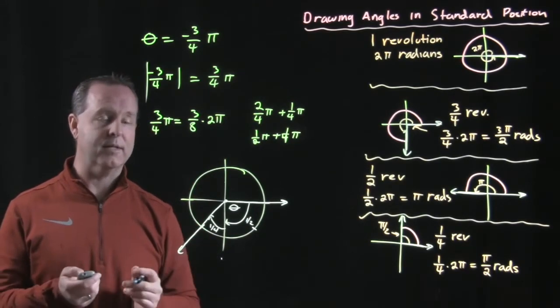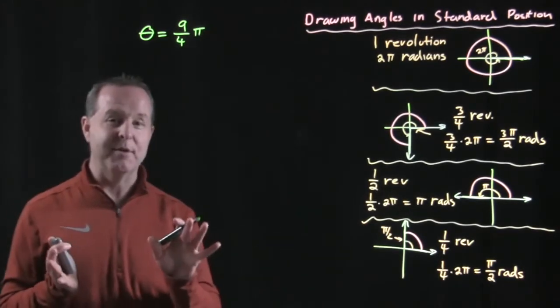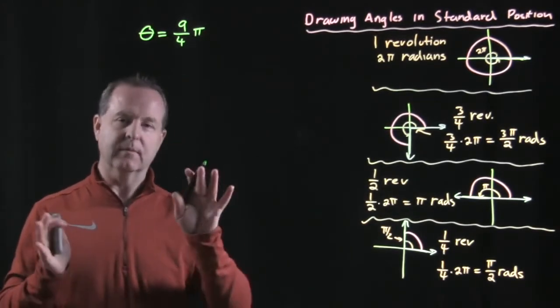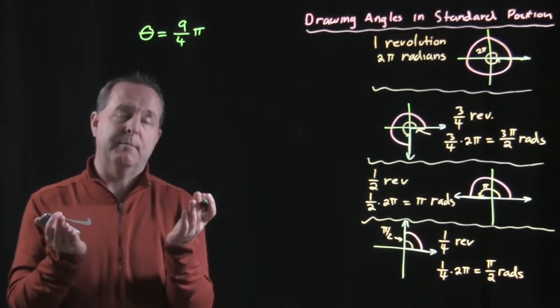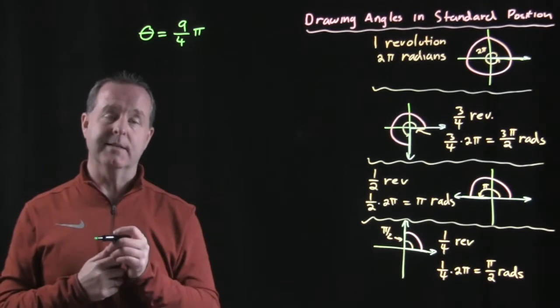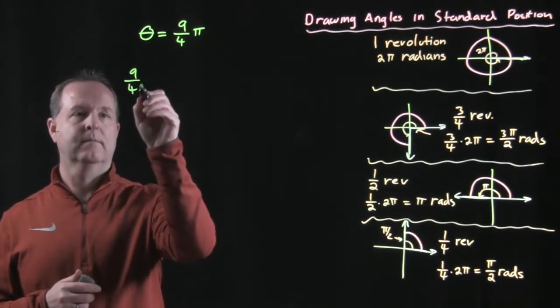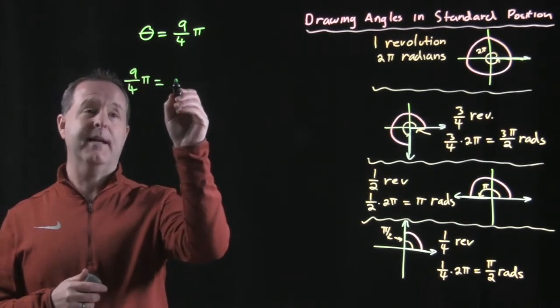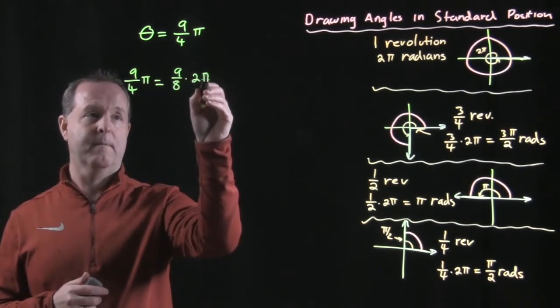All right, I think we got one more example to look at. 9/4 pi. How do we describe and draw that particular angle? Again, we have two different methods. One we can recognize is how much of a percentage around 2 pi's is 9/4 pi. So 9/4 pi is the same thing as 9/8 around the circle.